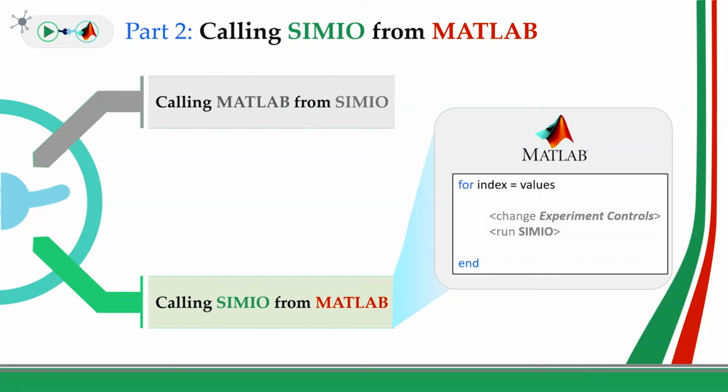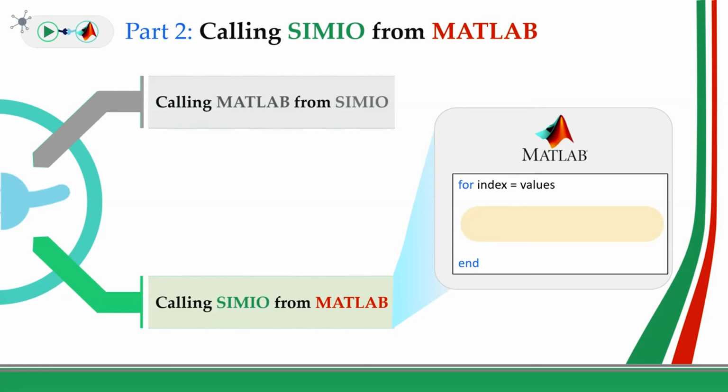So consider that you have a loop, and in each iteration of this loop, a new solution is provided. The solution determines new values for experiment controls in Simio. It's kind of running some type of experiment inside simulation software. So basically, what we want to do here is call Simio to run the simulation model with the new solution, or in other words, new experiment controls.